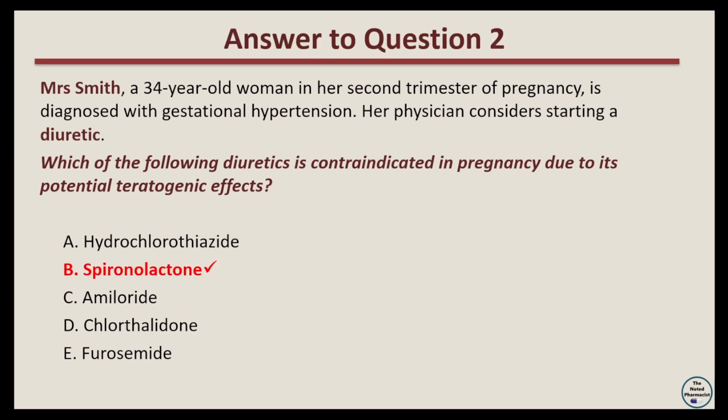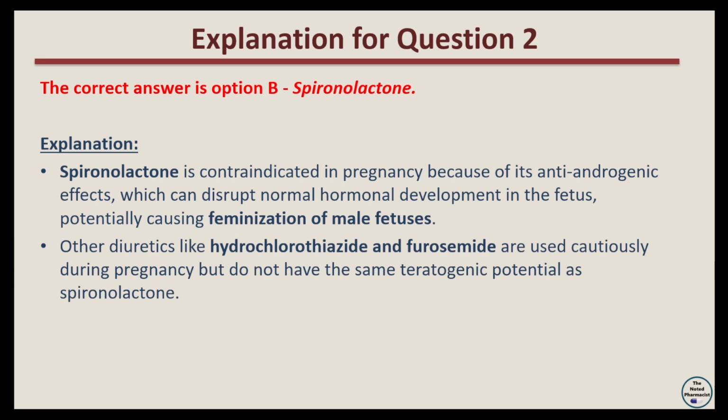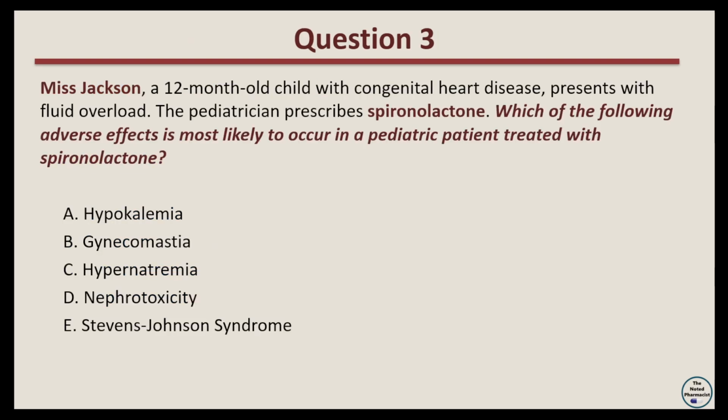The correct answer is option B, spironolactone. The explanation is that spironolactone is contraindicated in pregnancy because of its antiandrogenic effects, which can disrupt normal hormonal development in the fetus, potentially causing feminization of male fetuses. Other diuretics like hydrochlorothiazide and furosemide are used cautiously during pregnancy but do not have the same teratogenic potential as spironolactone.